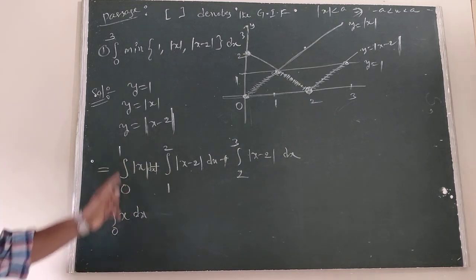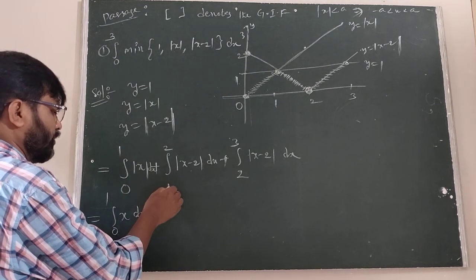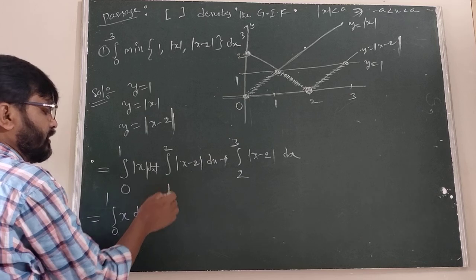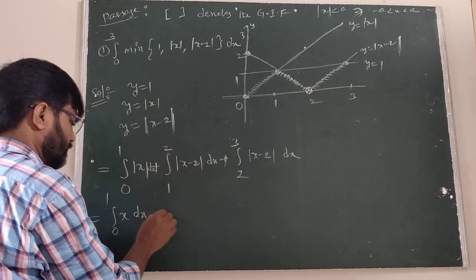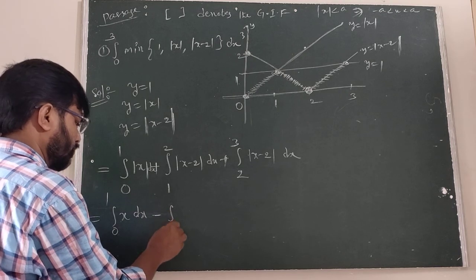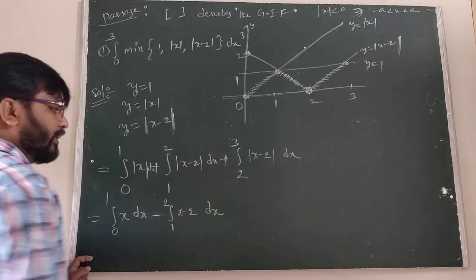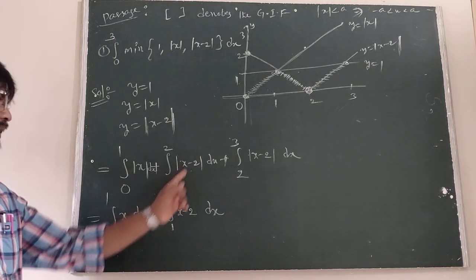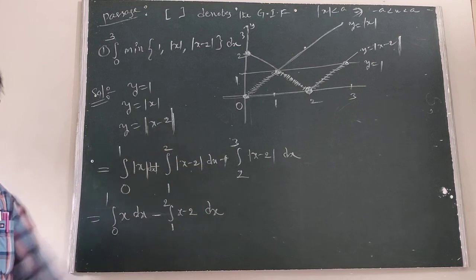The mod is positive between 0 and 1. After that, when we take 1.5, all of you listen here: between 1 and 1.5, this is minus. The minus of the integral from 1 to 2 of (x minus 2) dx. Is it clear how to write this one? x minus 2 is negative, therefore you can write minus of (x minus 2).